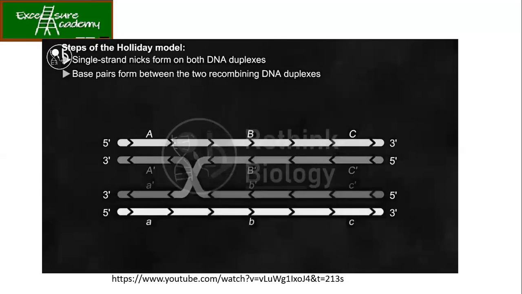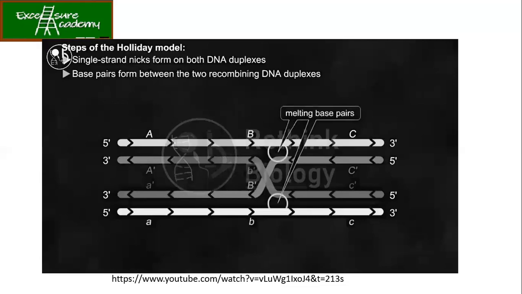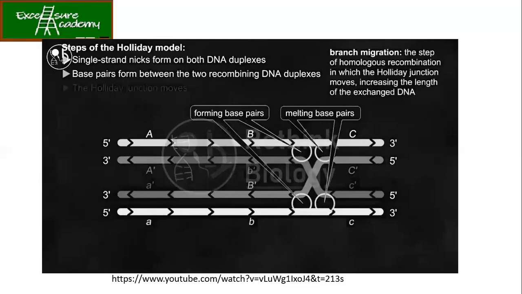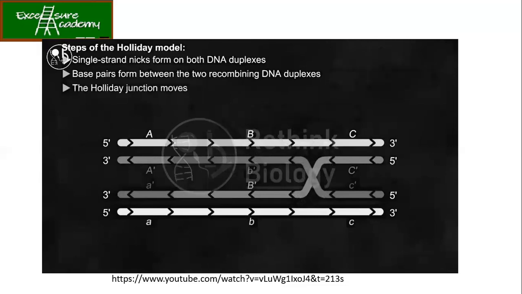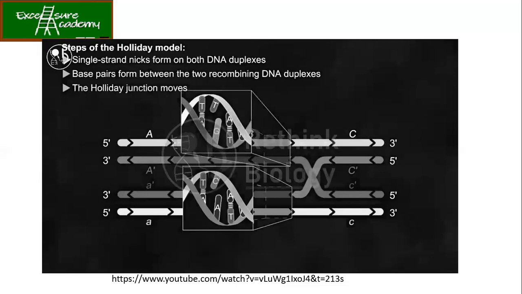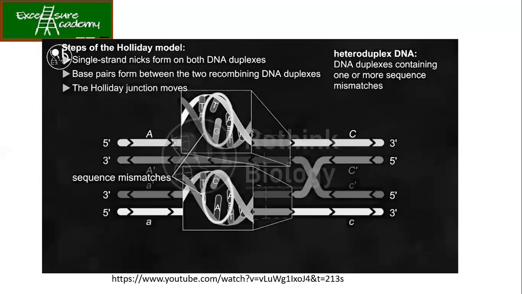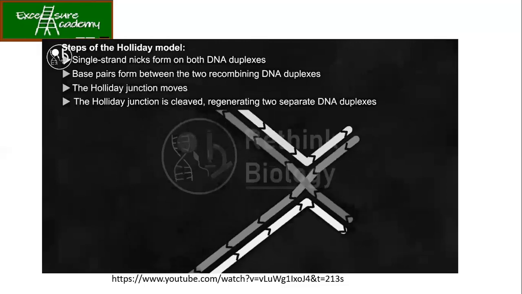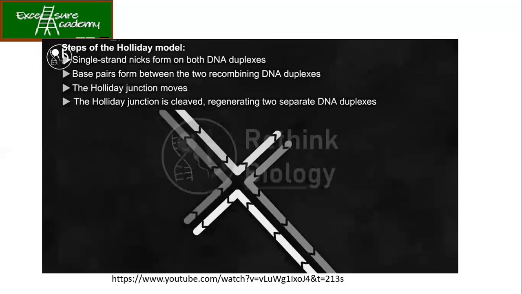Now, the branch migration occurs, in which the Holliday junction moves by melting and forming the base pairs repeatedly. In the parental DNA molecules, base pairs are broken, and in the recombination intermediate, identical base pairs are formed. The DNA duplexes have very small sequence differences as they have different alleles of the same gene. So, after branch migration, the new DNA duplex will have a few sequence mismatches at those regions. These regions are named heteroduplex DNA. At the last step of DNA recombination, the Holliday junction is cleaved, regenerating two separate DNA duplexes. This process is called resolution. For better understanding, here the Holliday structure is being rotated to have a plain structure without crossing strands.